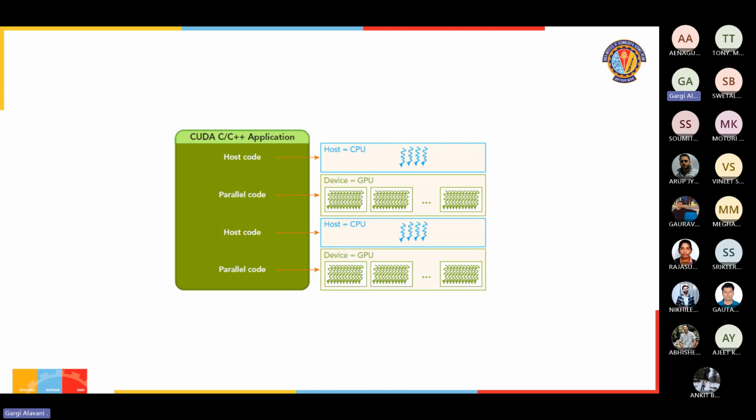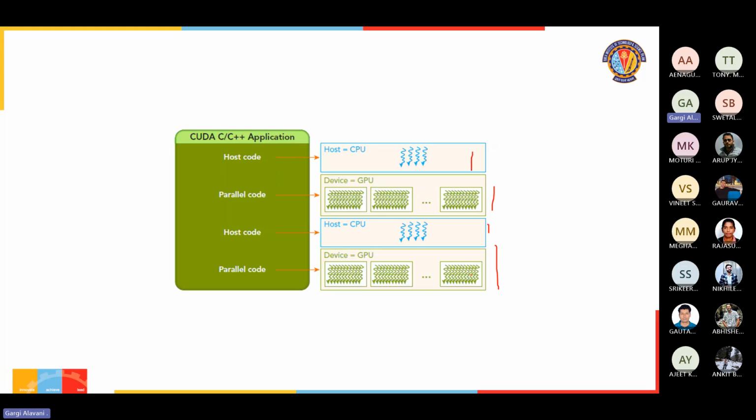You can have more than one kernel. In that case, you will have a host code execution, then GPU execution, then host execution, then GPU execution. So I hope by now it is very clear to you all. When you write a CUDA program, it does not mean the whole program runs on a GPU. Some part of it will execute on the CPU, and only specific functions will go to the GPU for execution.